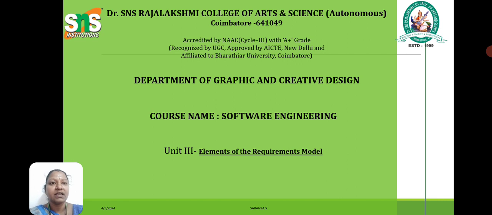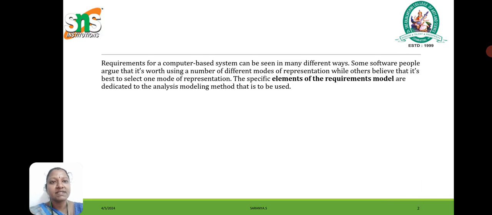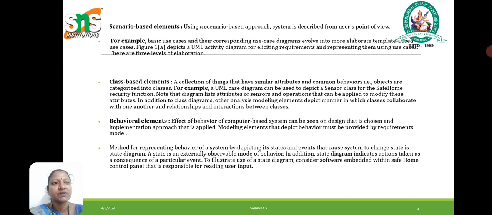Now I am going to talk about software engineering: the elements of the requirements model. What is a requirements model? The requirements for a computer-based system can be seen in many different ways. Some software people argue that it is worth using a number of different models or representations, while others believe that it is best to select one mode of representation. The specific elements of the requirements model are dedicated to the analysis modeling method that is to be used.